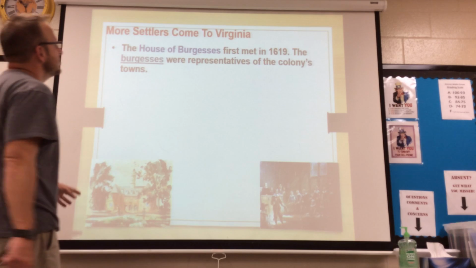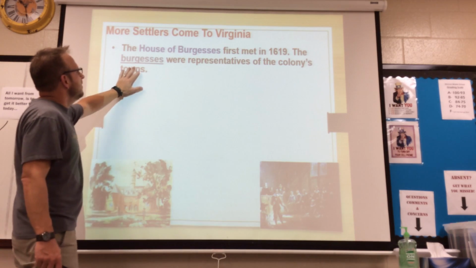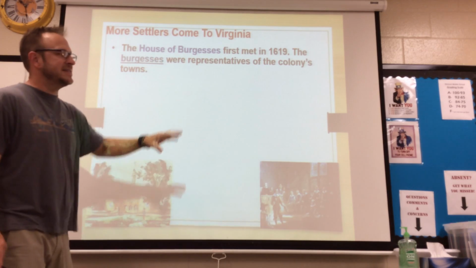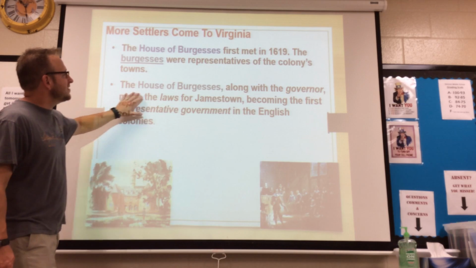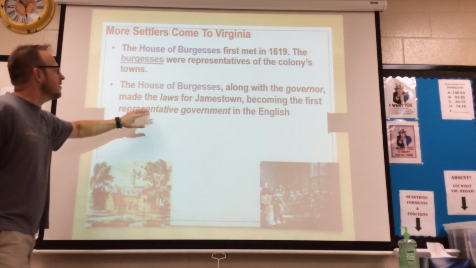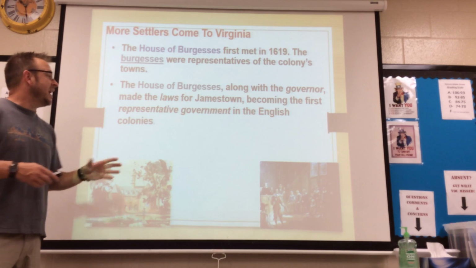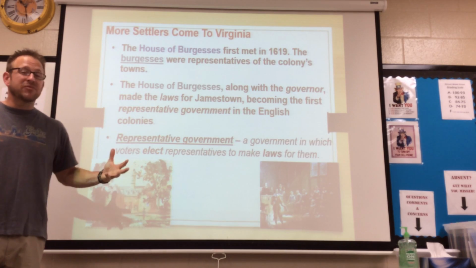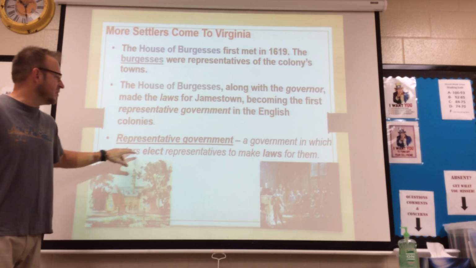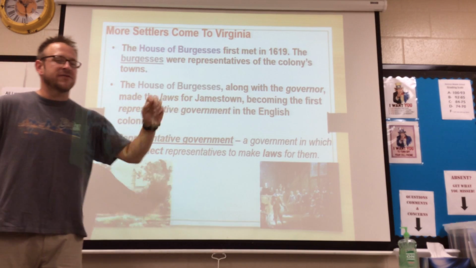Now, the House of Burgesses met in 1619. They were representatives of the colony's towns. The House of Burgesses, along with the governor, made laws for Jamestown, becoming the first representative government in the English colonies. It's what we have today. What's a representative government? Well, it's a government in which voters elect representatives to make laws for them.